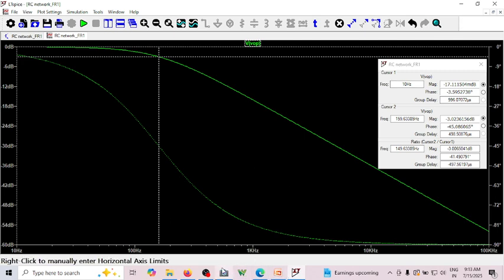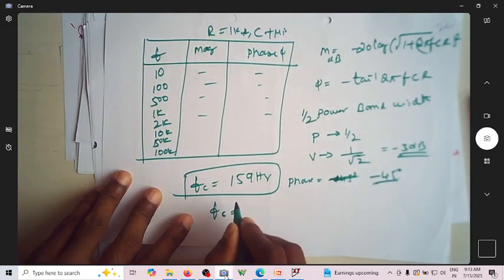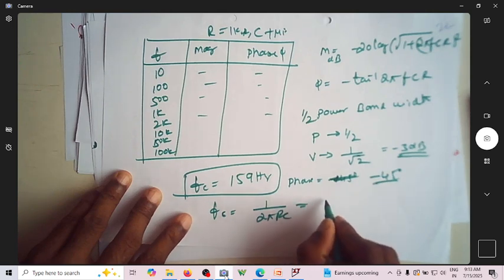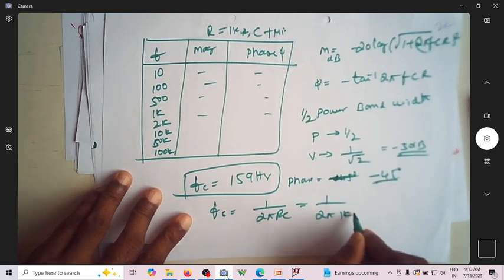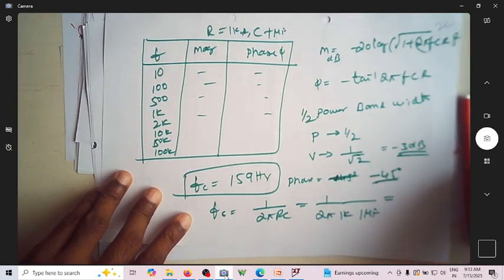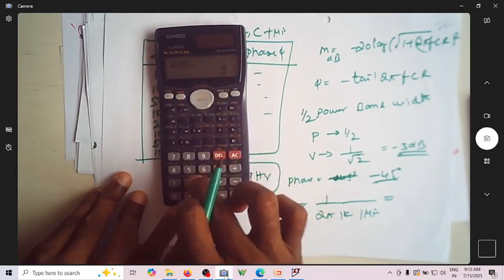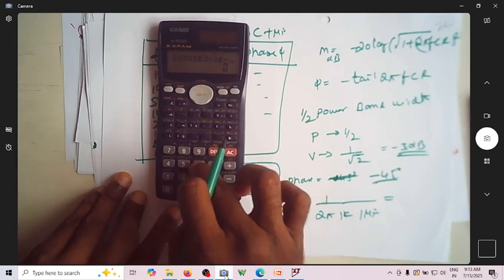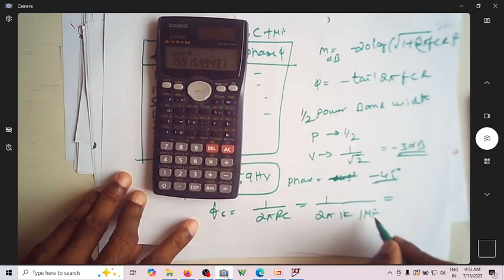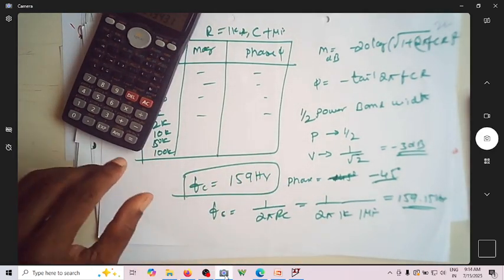So let me just go back here and find out how it is 159. The cutoff frequency of this RC network is given by 1 over 2 pi RC. So this is 1 over 2 pi, R is 1K, C is 1 microfarad. If you find the ratio, you can verify, 2 times pi times 10^3 times 10^-6, and now this is inverse. You can see it is 159.15 hertz, which is exactly what we found.